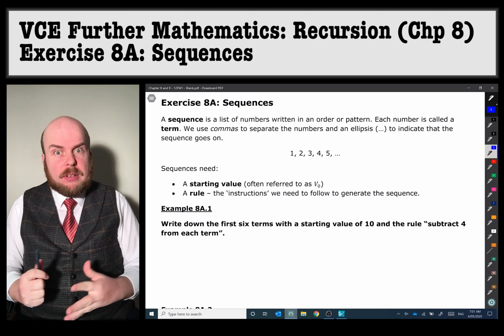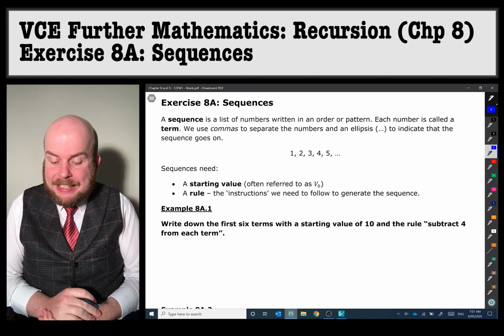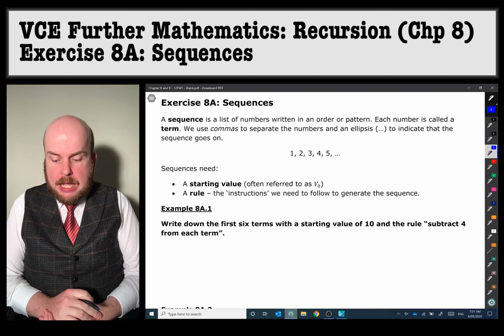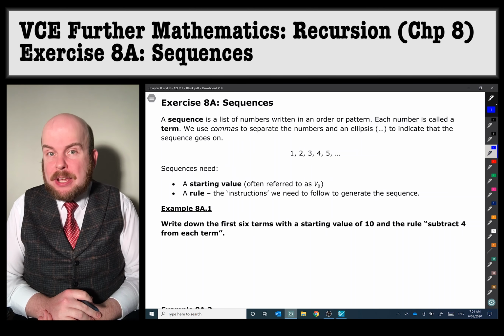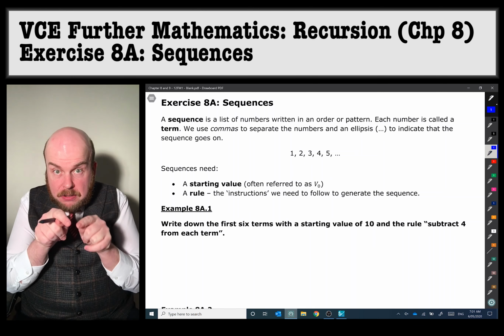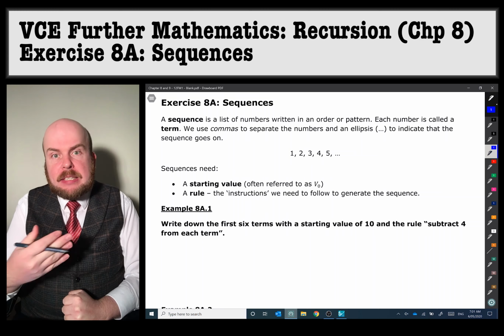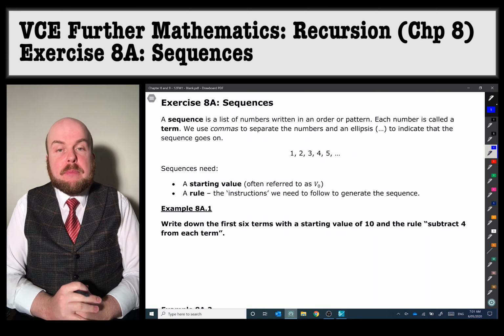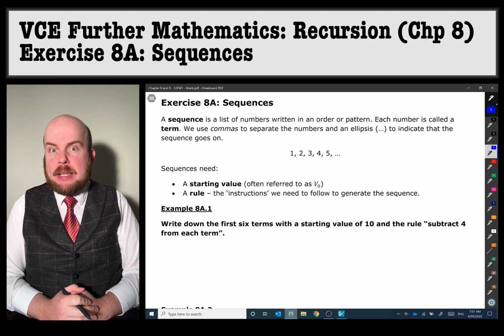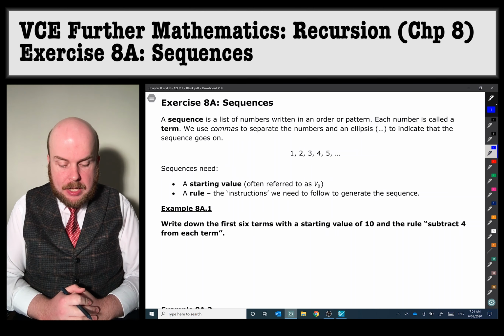So what is a sequence? A sequence is a list of numbers written in order or pattern. Each number is called a term. We use commas to separate the numbers and an ellipsis, the dot, dot, dot, to indicate that the sequence goes on and on and on. For example, we've got 1, 2, 3, 4, 5, so this is a sequence increasing by 1 each time.